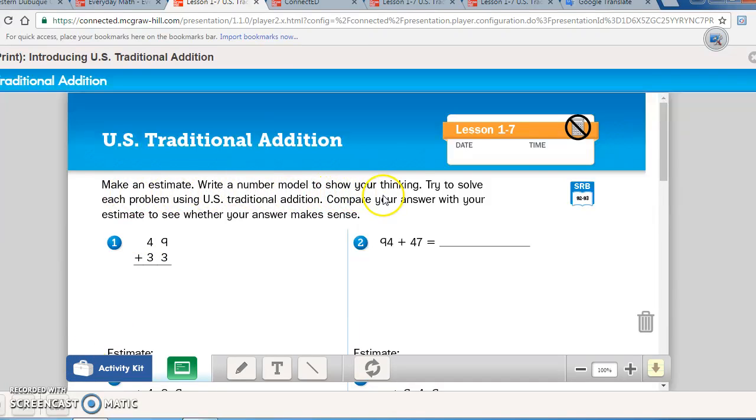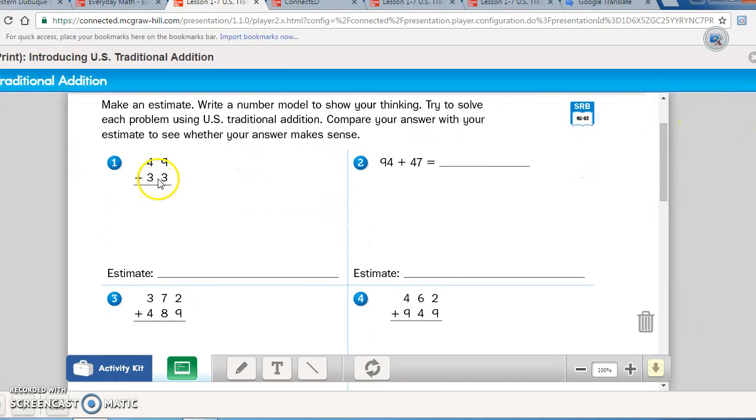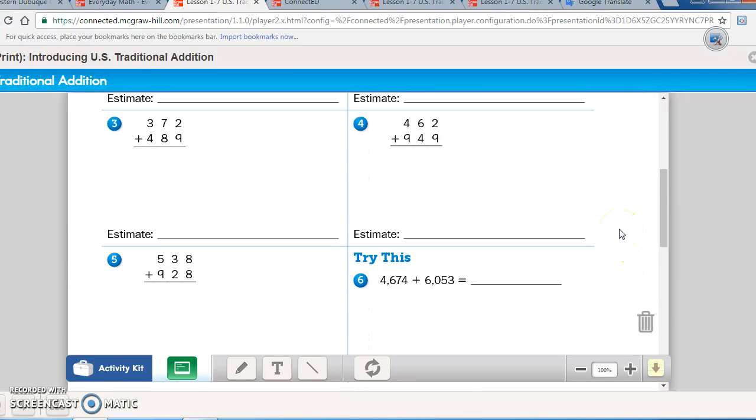Write a number model to show your thinking. Try to solve each problem using U.S. traditional addition. But then you must compare your answer with your estimate to see whether your answer makes sense. So for each of these problems, you will have your traditional just adding it up. But then your estimate means that you're rounding. So you must round each number and answer what that equals also, and then compare your two answers for every problem to make sure that your answer is close to being correct.